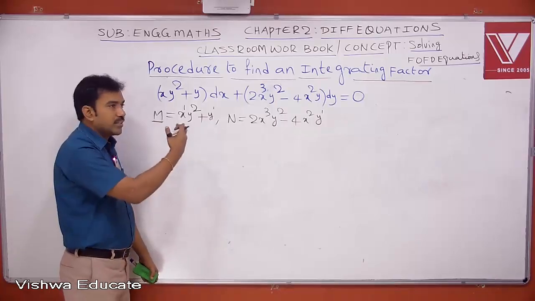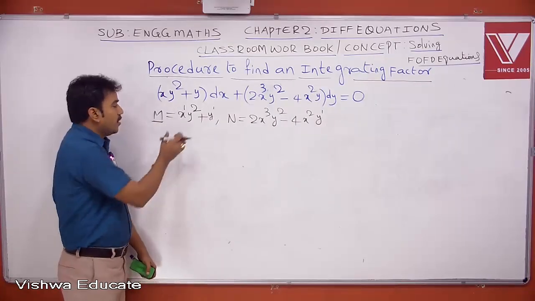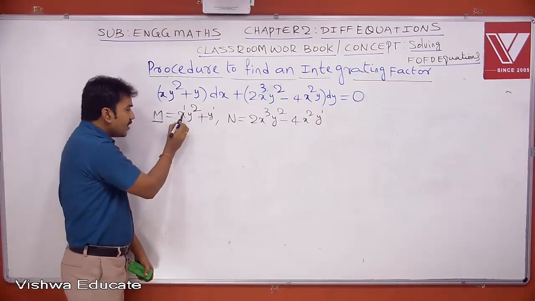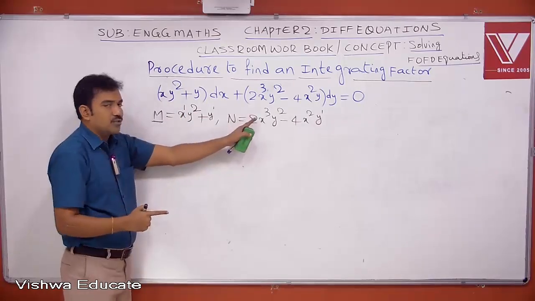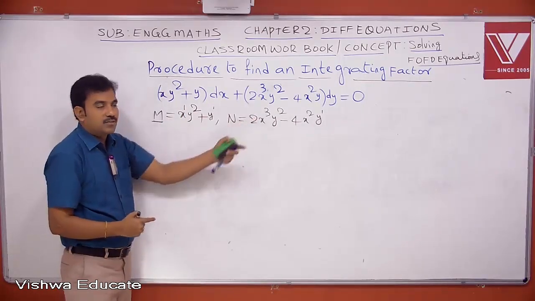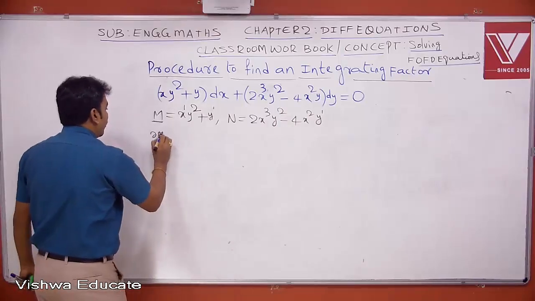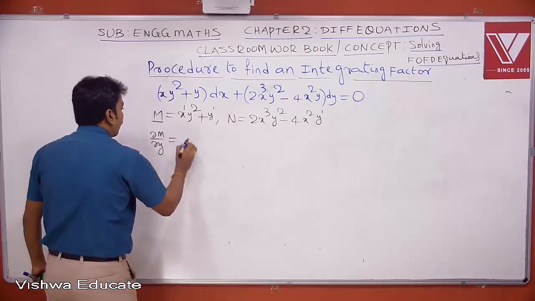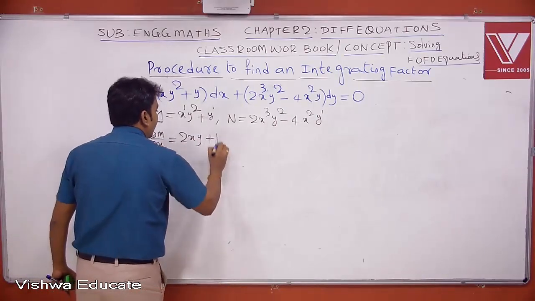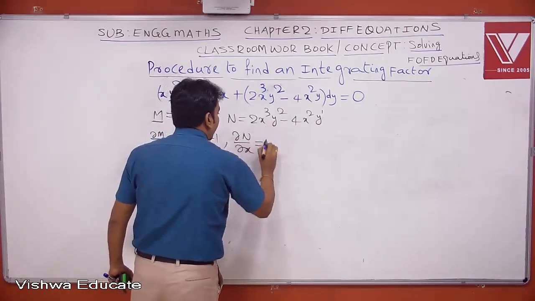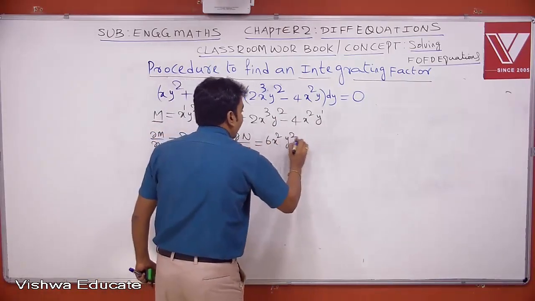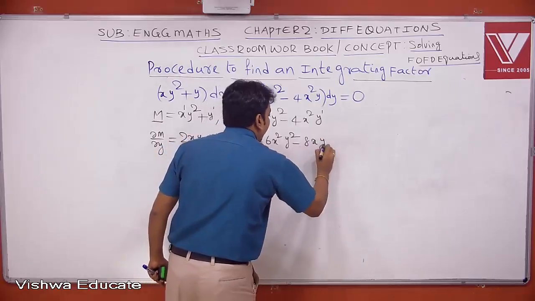So to set up example 2, I mean case 2, what we did is, in m, powers of y are greater than 1 and in n, powers of x are greater than 1. So let us see. Here dou m by dou y equal to 2xy plus 1. Dou n by dou x equal to, this is 6x square y square minus 8xy.